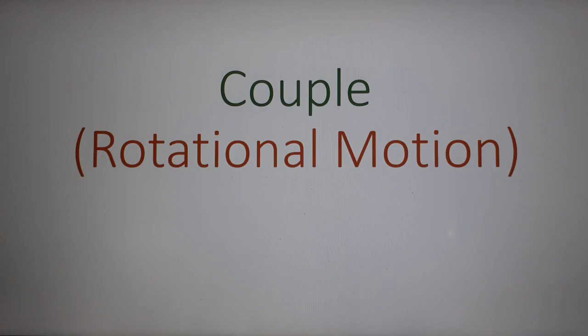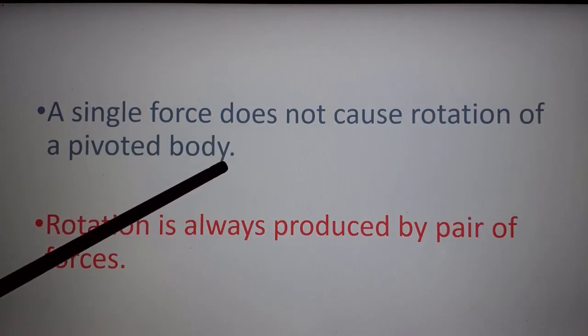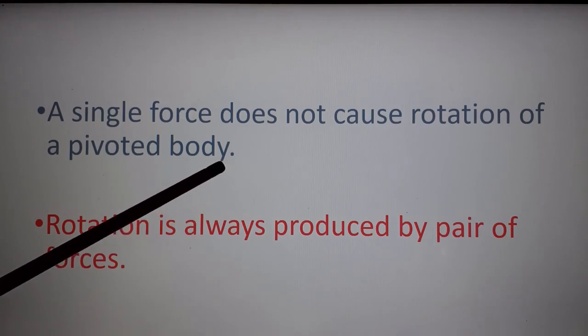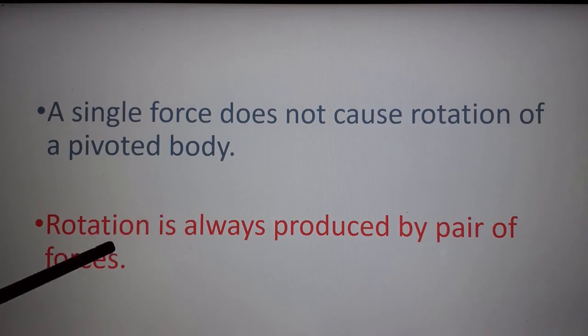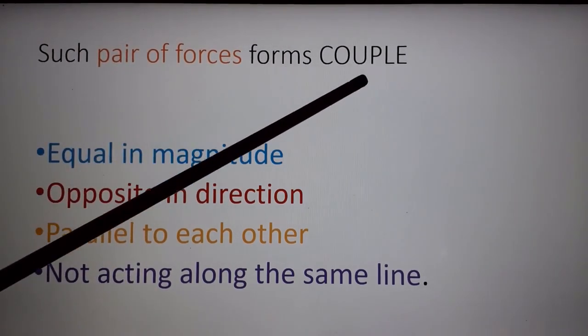Clear? The next topic is couple, which is actually required for rotational motion. A single force does not cause rotation of a pivoted object. So we always need two forces, that is a pair of forces, for producing rotation. Now, are any two forces okay? No. We need special forces which are equal in magnitude, opposite in direction, parallel to each other, and not acting along the same line. If two forces satisfy this condition, then that pair of forces forms a couple.